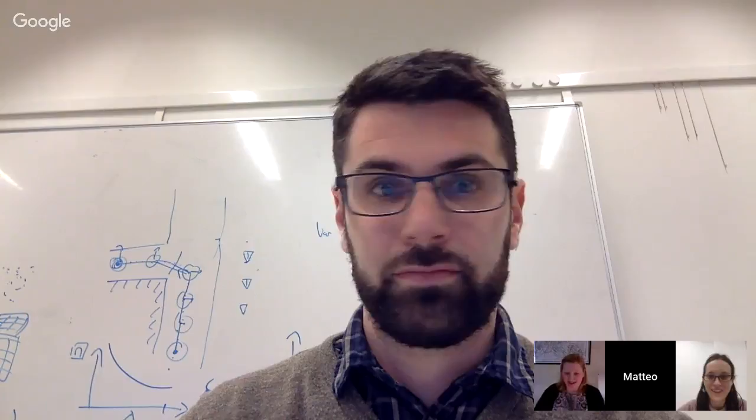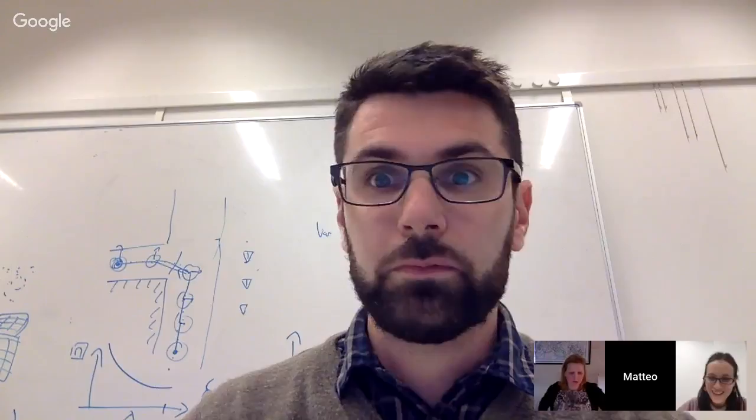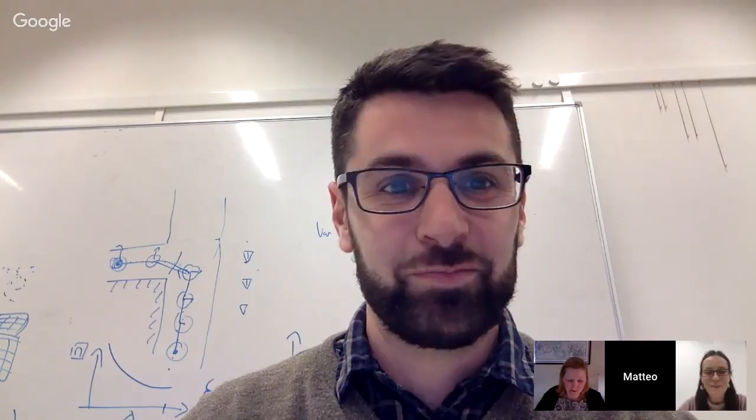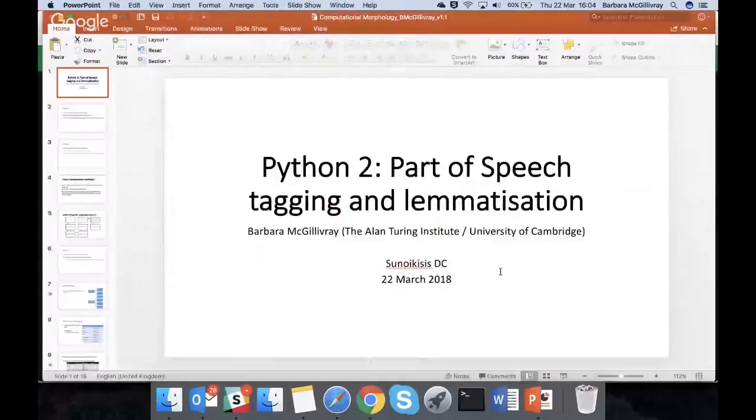I think that Barbara is starting. Okay, excellent. And Barbara, you only have to unmute yourself because I can't. Okay, excellent. Great. Thank you very much, Monica. So I'm going to start with a bit of a theoretical introduction, and then Matteo will show you the exciting part with Python code to do lemmatization and part of speech tagging. So I'm going to share my screen, actually. I've not done this on Google Hangout. So you have to click on the green icon on the left, the bar on the left, and you should click on share. Okay, excellent. Yes, perfect. Great.